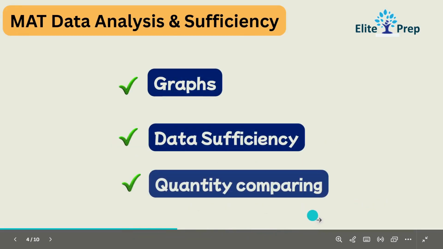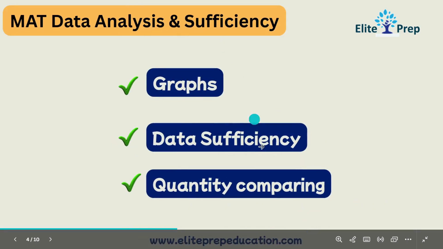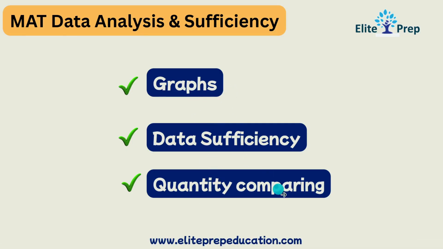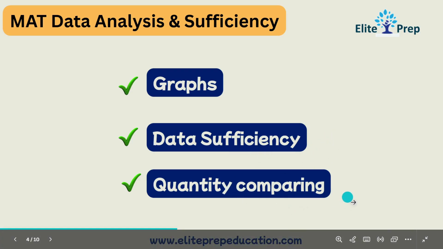Now coming to the data analysis and sufficiency section, these are the three question types you usually get. This is the graph type. Graph means there will be any kind of graph, like a bar graph, pie chart, or line graph, or just a table, and questions are asked based on that. In one set there can be 4 to 5 questions, and you can have about 20 questions for graphs. Then data sufficiency is 5 questions and quantity comparing is 5 questions. So today we are going to see this category, quantity comparing.